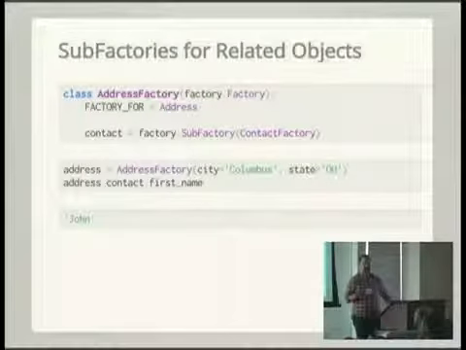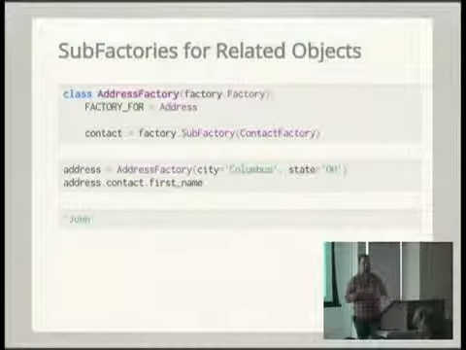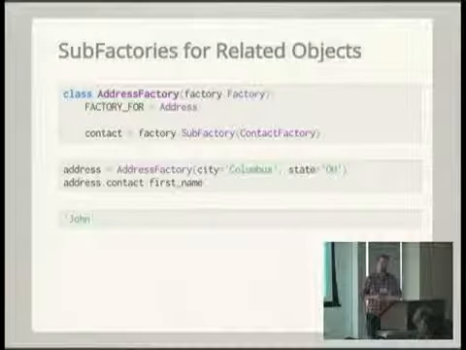And it also handles subfactories for foreign keys. This is actually where it really shines, in my opinion, because when you have a test that's going to traverse multiple relationships, it can be a real pain to create all those objects and get them put together.